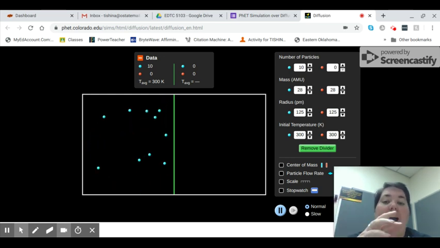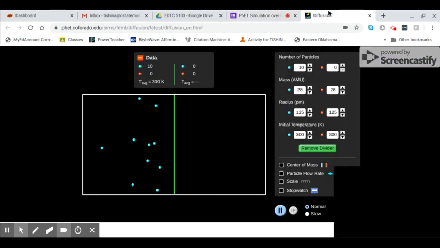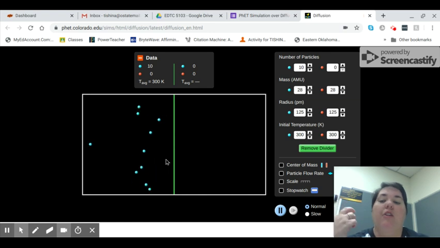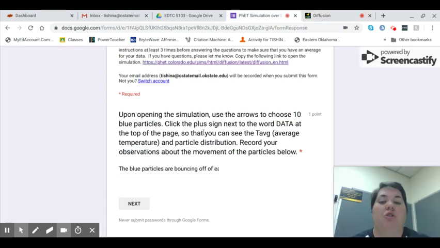This is a diffusion of a gas experiment, and that's why the particles are bouncing around and hitting each other, and they're trying to fill up the volume of the box that they're in. So the very first thing that I asked the students to do is to just record their observations about the movement of the particles. You can see that the blue particles are bouncing off of each other, that the average temperature is staying the same. There's 10 particles. There's no red particles. Their mass is 28 atomic mass units. All of this can be put into their first observation. Once they're done with that part, they move on to the next section.